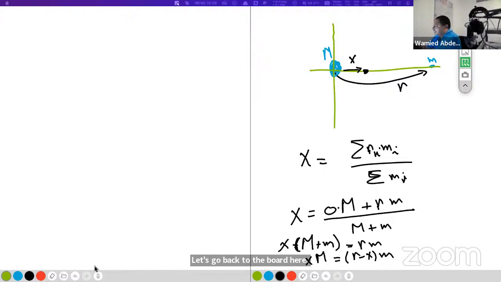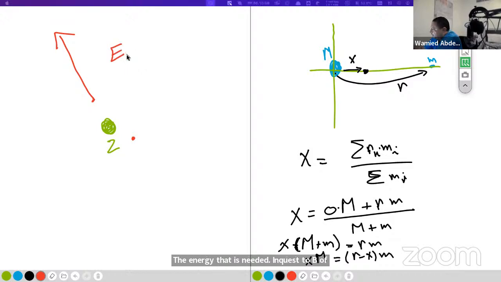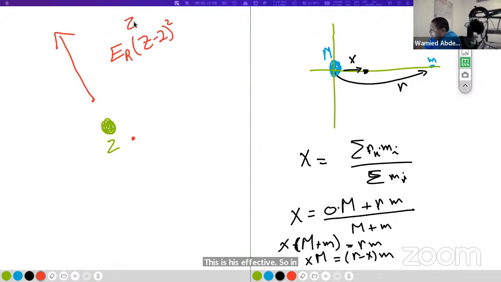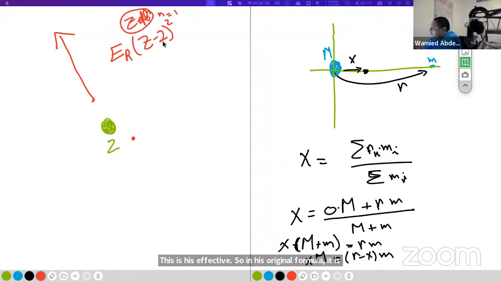So let's look at this. Now we have the nucleus. This nucleus has a charge of Z. And we have these 2 electrons in K, n equals 1. So in his formula, to knock out this electron, the energy that is needed equals E of hydrogen, or 13.6 eV, times Z minus 2 squared. This is his effective Z. So in his original formula, it is Z effective. Z effective for n equals 1, he said, equals Z minus 2.